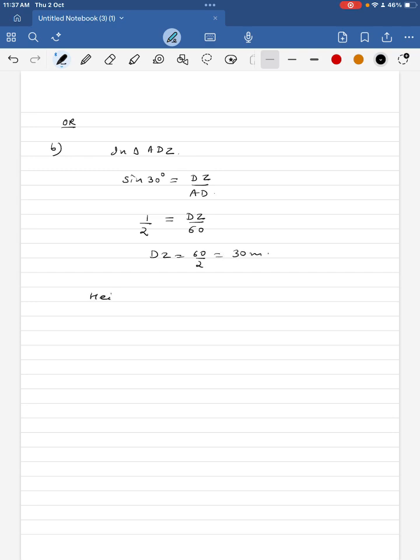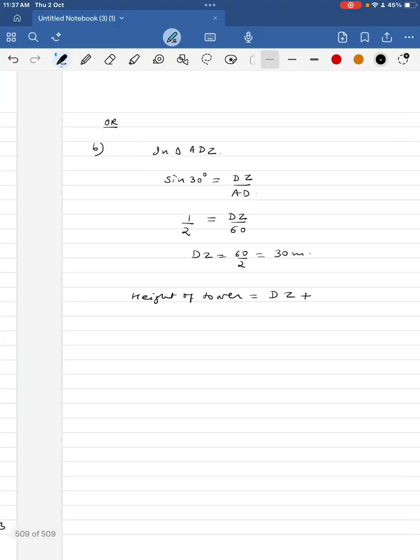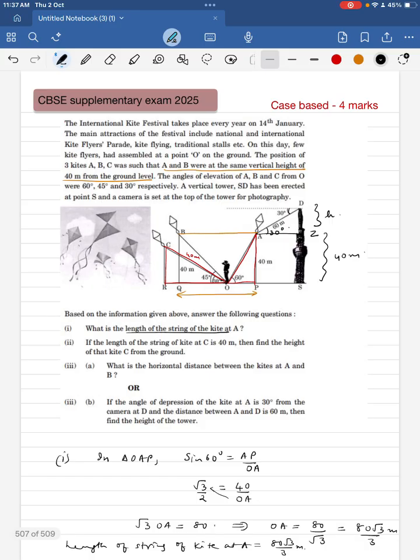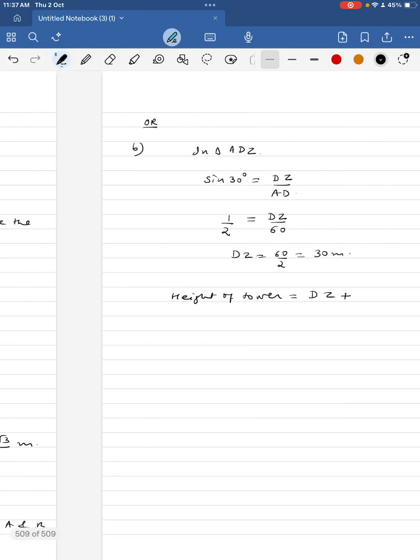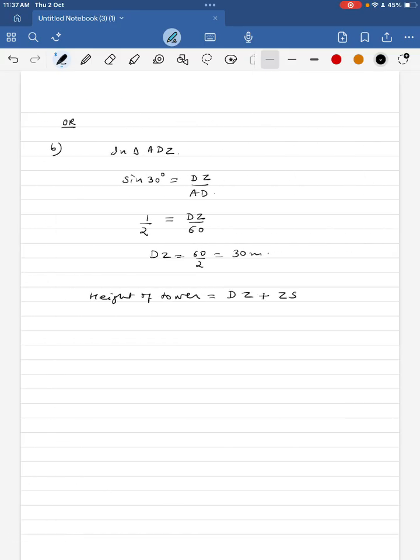Now in order to find the height of the tower, I need to add up DZ plus ZS, which we know is 40 meters. So that will be 30 plus 40.